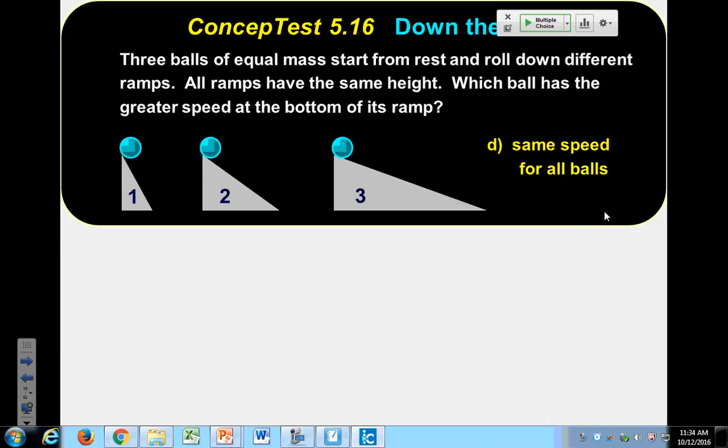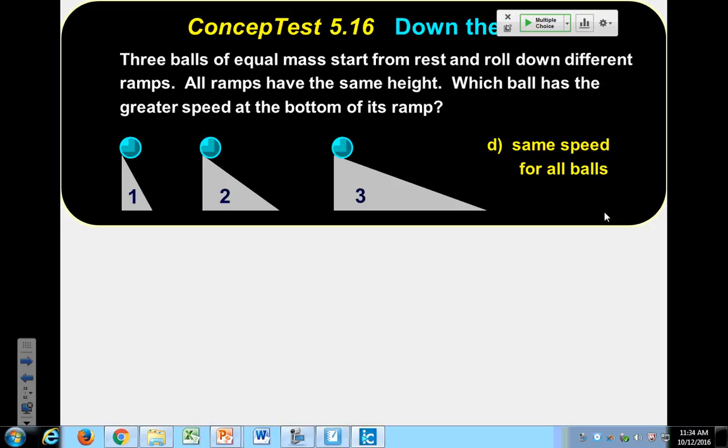They're going to have the same speed because they all start at the same height. They all start at the same height, so they all have the same gravitational potential energy. When they get to the bottom, they're going to have the same kinetic energy because all that gravitational potential energy will convert into kinetic energy.